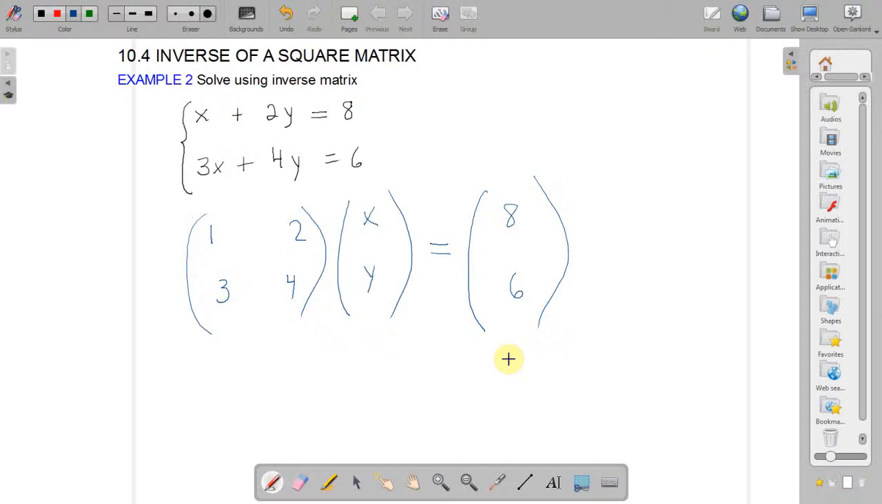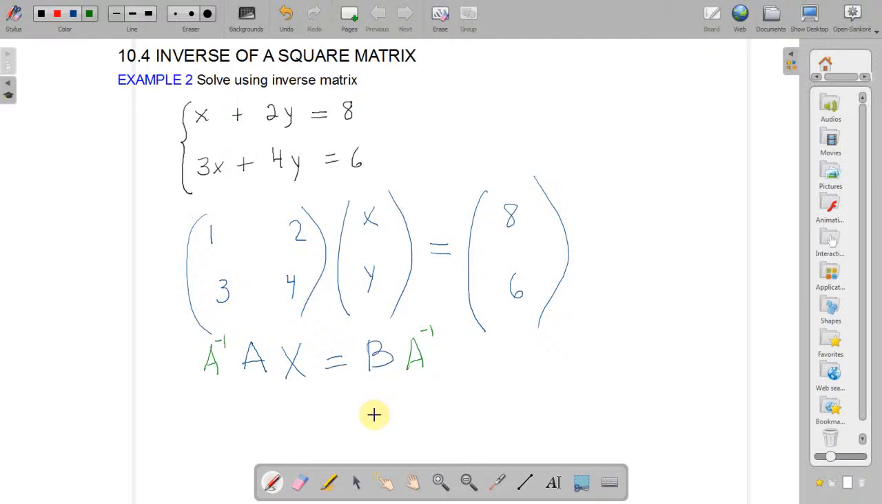We can assign these to variables. Instead of working with this whole thing, I'm going to say this is A. And this matrix, I'm going to call just X. And this matrix, I'm going to call B. Now, I'm going to multiply both by the inverse.